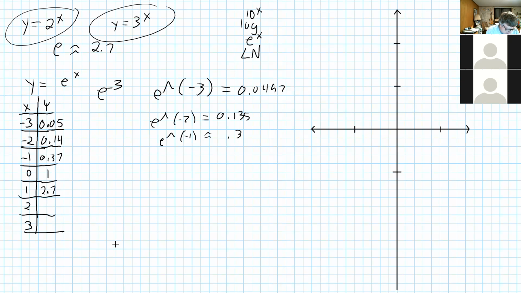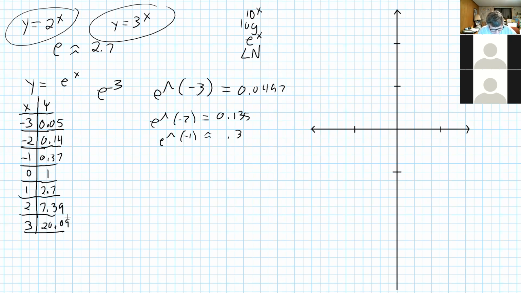Okay, so let's see. e squared is 7.389, so we'll say 7.39, and e cubed is 20.085. Again, I know I'm not being super consistent in my rounding, but it'll still give me a rough picture. Okay, rough is right.